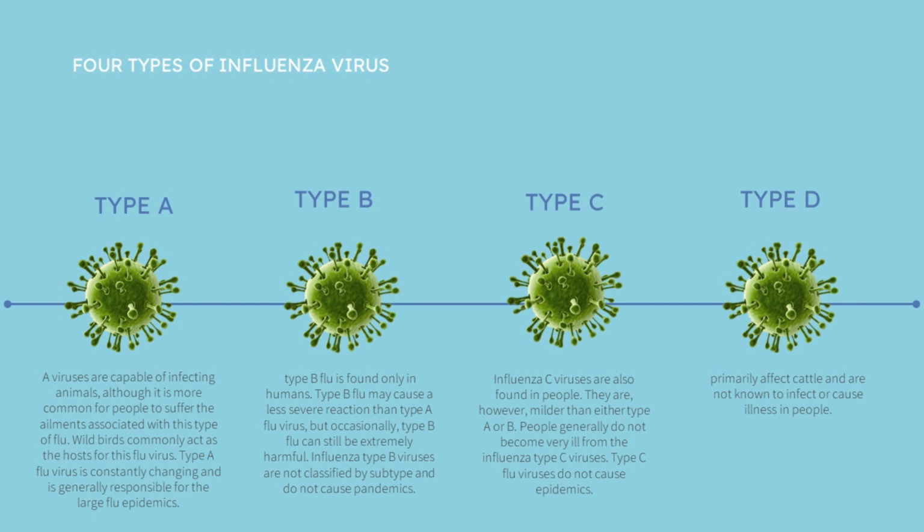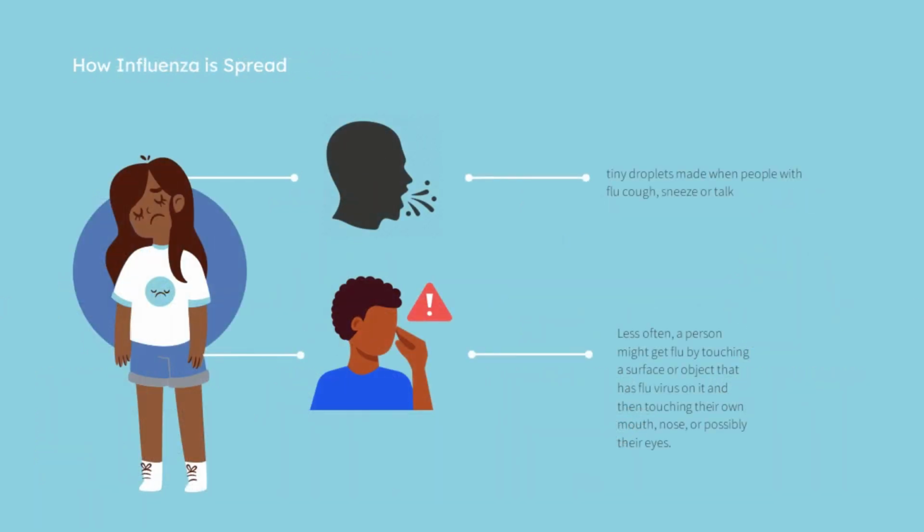Type D primarily affects cattle and is not known to infect or cause illness in people. Although there is concern that it could become an emerging disease threat for cattle workers in the future. These viruses are airborne and therefore spread in the air by coughing or sneezing, ejecting approximately 500,000 virus particles. Transmission generally requires close contact between source and recipient person because droplets do not remain suspended in the air and generally travel only a short distance.